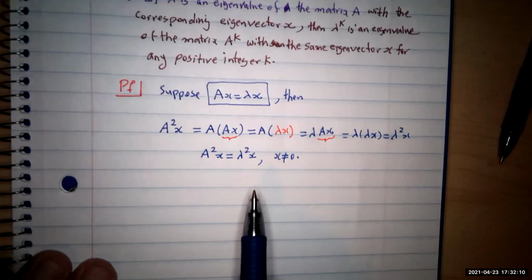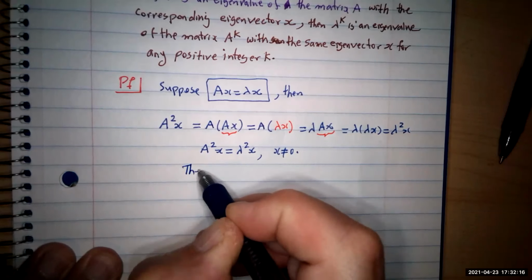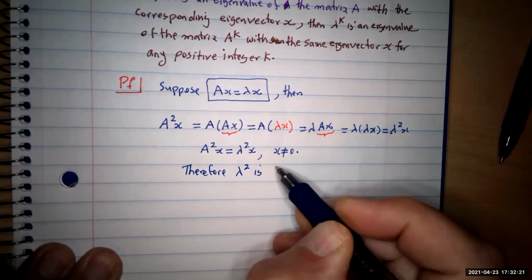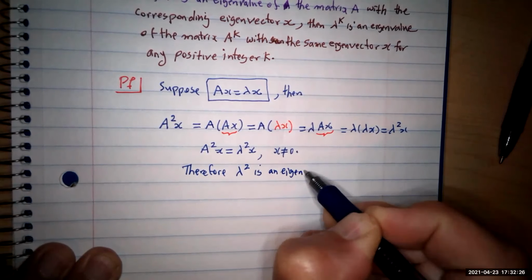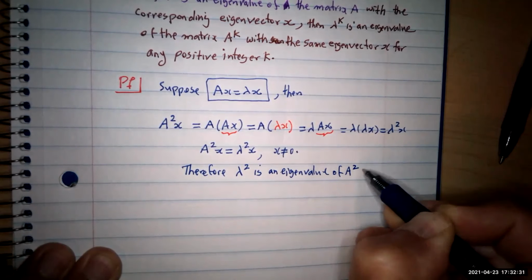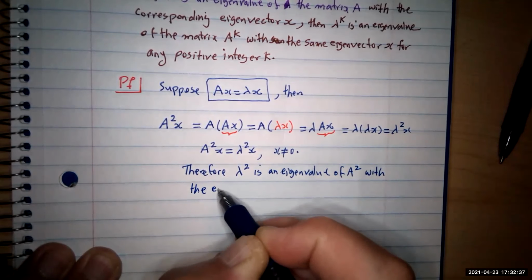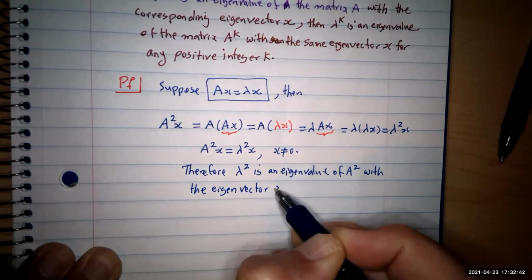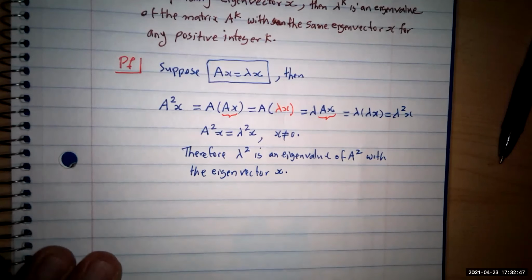Okay, so what does it mean? This means simply, this is it. Therefore, lambda squared is an eigenvalue of A squared, with the eigenvector X. So what we did, we just proved it for A squared.